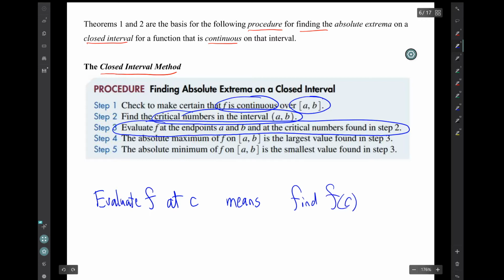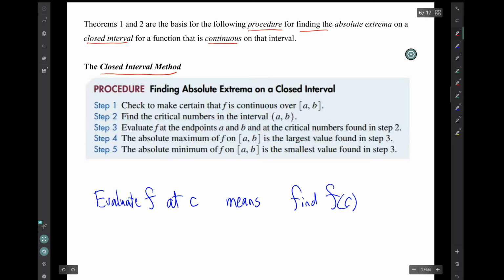So to say evaluate f at c means simply find f(c), that is, find the y value. And then you end up with a list of y values from doing this step 3. You find the y value at the endpoint A. You find the y value at the endpoint B. You find the y values at all the x values that are critical numbers. You're going to have a list of y values.